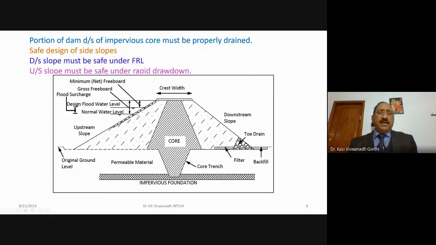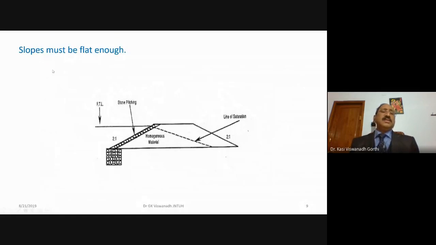Next, safe design of the side slopes. You should have sufficient side slopes here. The downstream slope must be safe under the full reservoir, and the upstream slope must be safe under the rapid drawdown condition. Suddenly, if the water level is moving down because water is being withdrawn from the reservoir, upstream slope failure may take place. So to avoid that, we need a safe criteria for the design to see that under the drawdown condition also the upstream and downstream slopes must be safe.